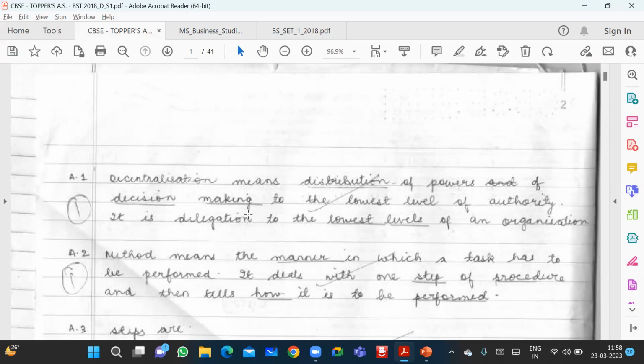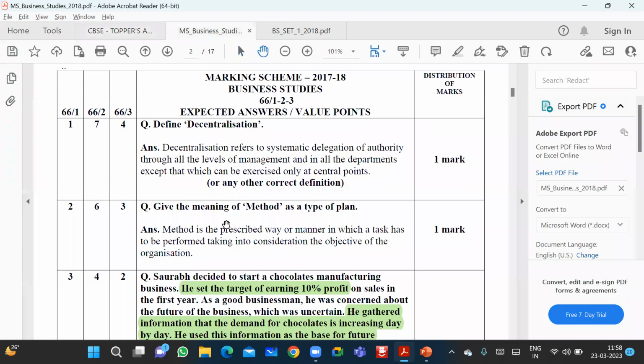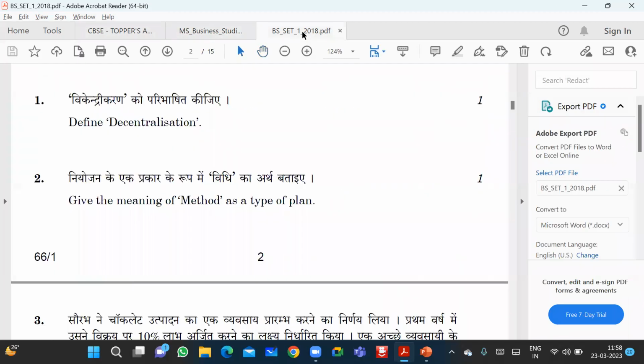Now let's come to the second question. The second question is: give the meaning of methods as a type of plan. You can see the same question here. I shall be going through the questions from the marking scheme and explaining the solution given by the CBSE, and then we will see how the topper has written the answer.